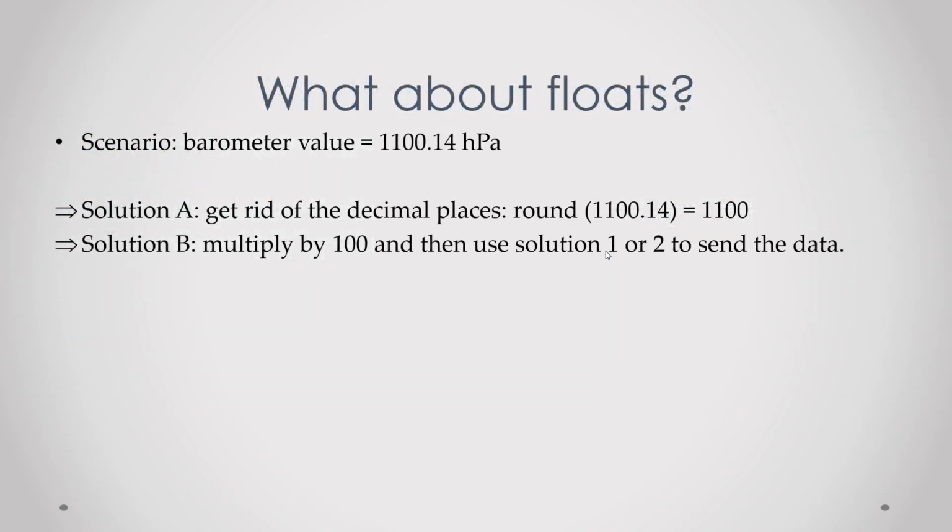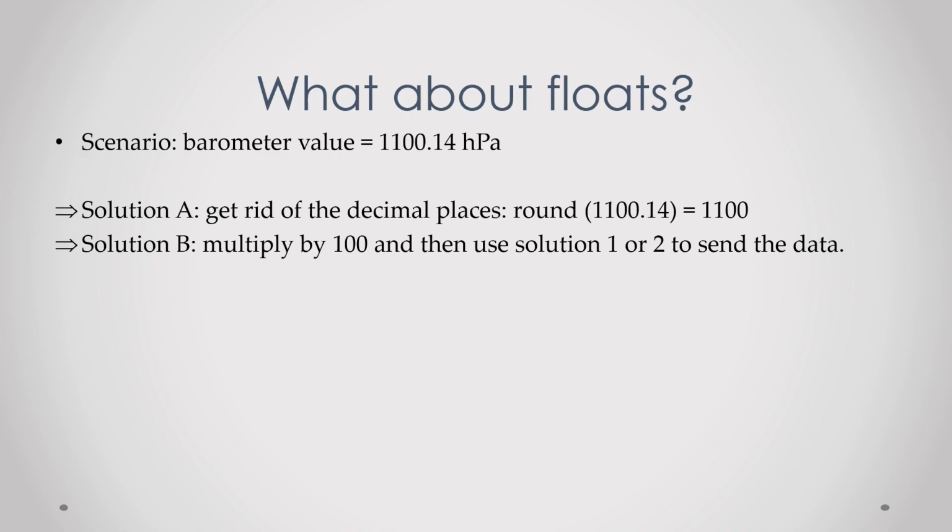Now what about floats? Let's say you have a barometer value that is actually pretty accurate and it says 1100.14. Well, there are a lot of different solutions to send this data. Solution A is to just get rid of the decimal places. Let's say you don't find the 0.14 important, then you can just use the round function, and then you get 1100, and then you can either use solution 1 or 2.